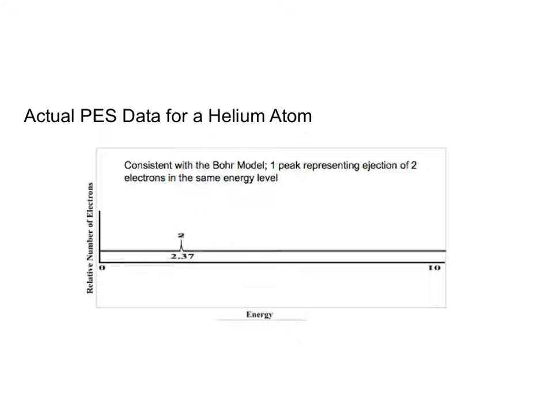Here's actual PES data for the helium atom, and if we look at it in terms of helium, there are two protons in helium's nucleus, and in helium's first energy level, there are two electrons. So if there are two electrons in the first energy level, the PES data actually supports that with the one peak.